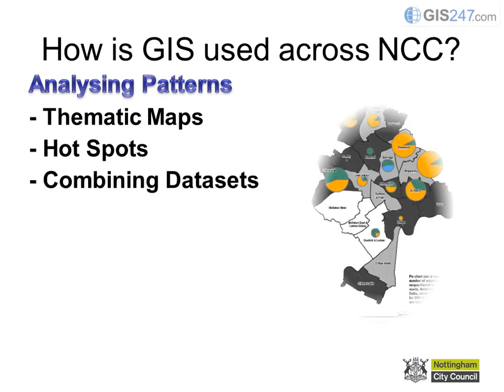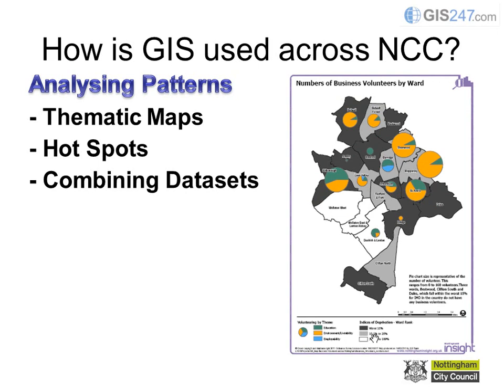Combining different datasets to analyse patterns and trends. For example, mapping the indices of deprivation against the number of business volunteers by ward across the city, using proportional pie charts to present the number of business volunteers in each ward. This helps determine which wards need targeting to increase the uptake of volunteers.